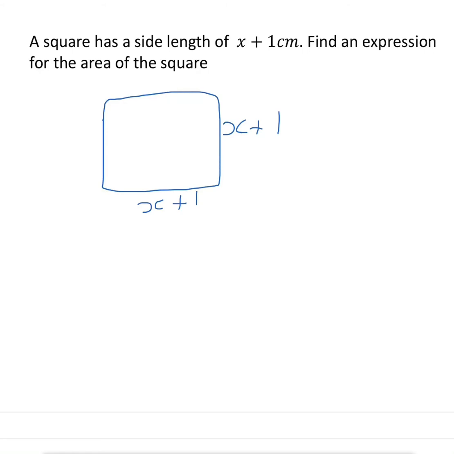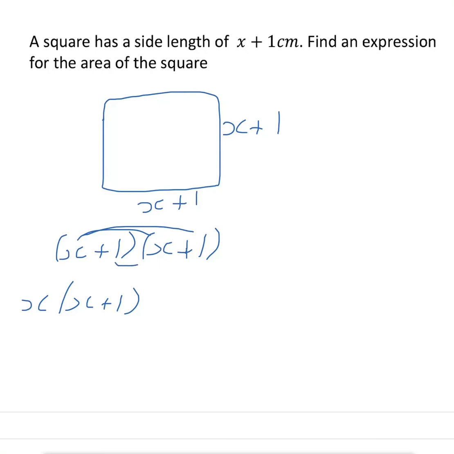To find the area of a square, you multiply the sides. So let's do that. We're going to have x plus 1 times x plus 1. So x times x plus 1. So that's for the first one. And then 1 times x and 1 times 1.